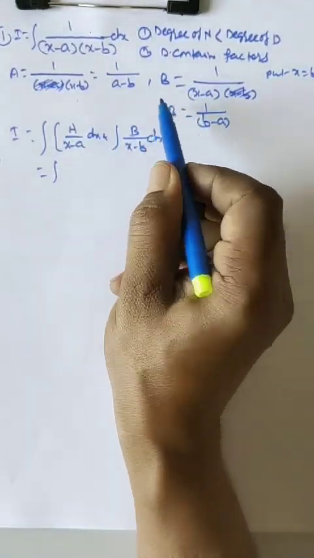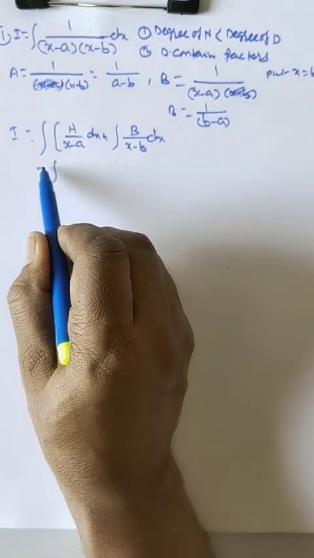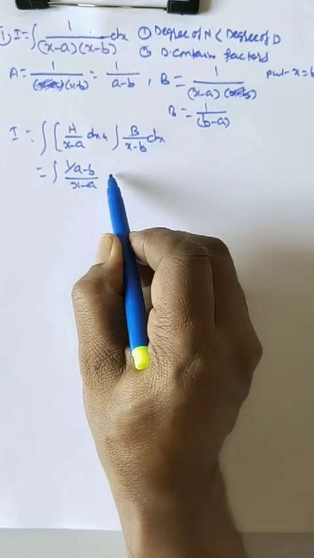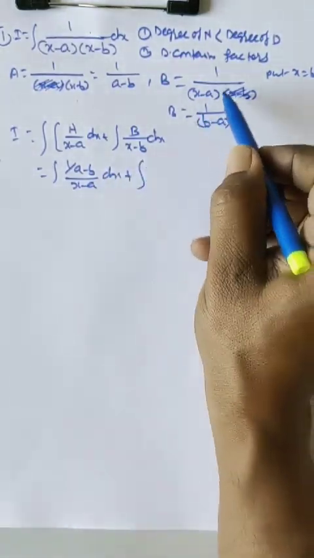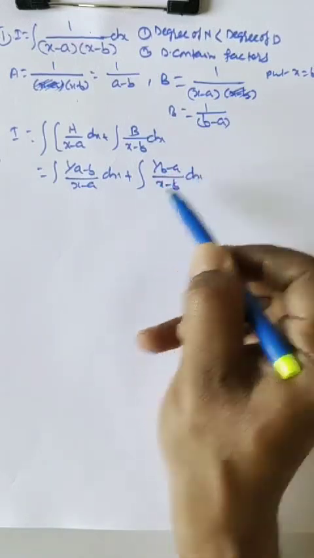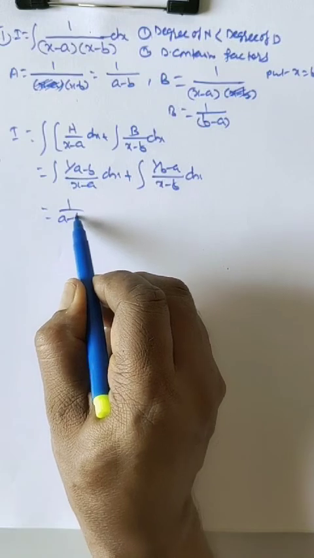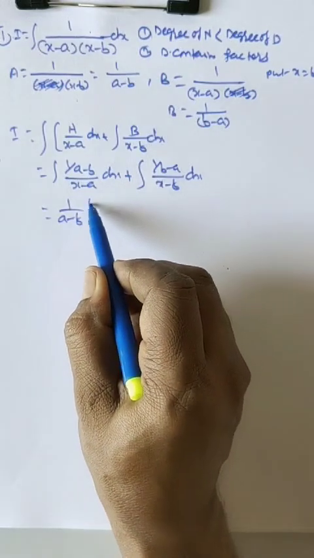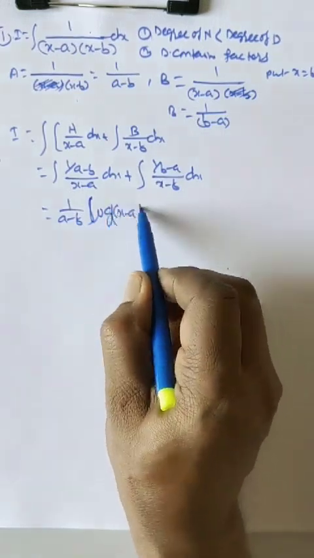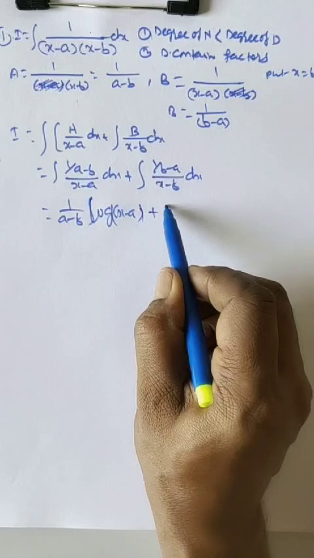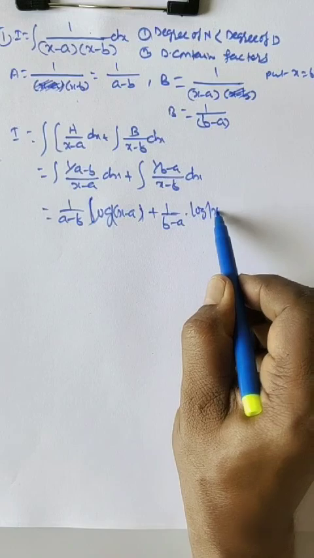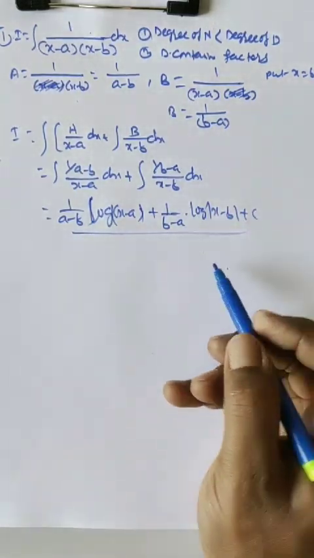What is the value of a? The value of a is 1 upon a minus b. What is the value of b? 1 upon b minus a. Now 1 upon a minus b is taken outside. Integration of 1 upon x minus a is log of x minus a, plus 1 upon b minus a, a constant, times integration of 1 upon x minus b, which is log of x minus b. This is the answer.